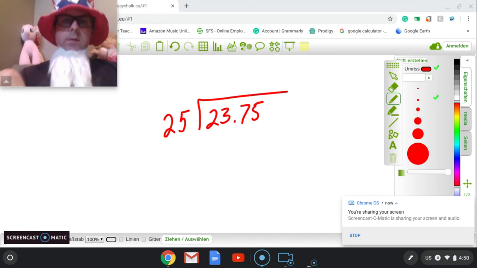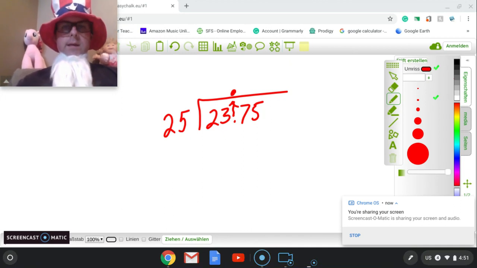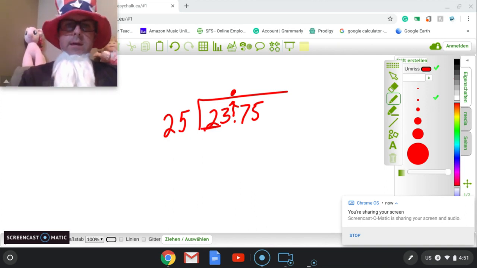What you're going to do is you're going to bring the decimal straight up and put it in there. So there's where my decimal is, and now I'm just going to divide as normal. Does 25 go into 2? The answer is no. Does the 25 go into 23? The answer is still no.